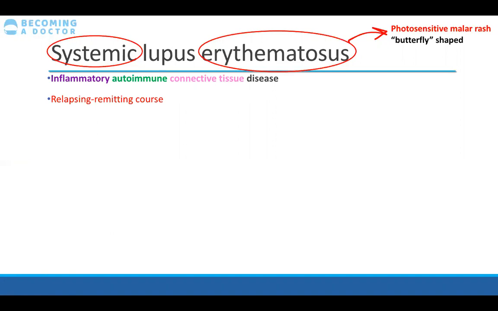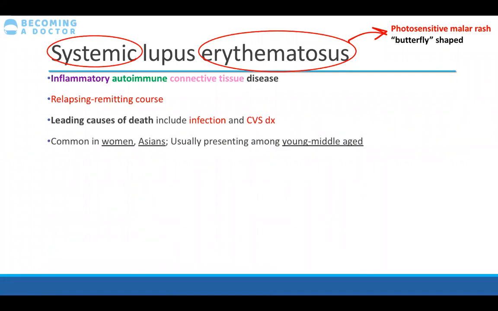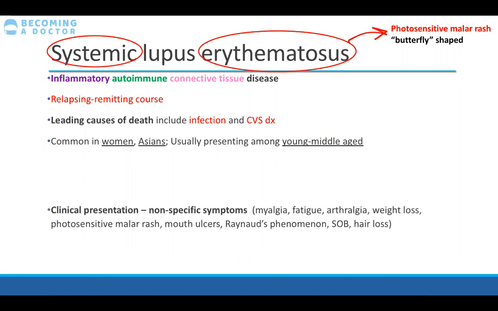But because it's an inflammatory and autoimmune connective tissue disease, you've got chronic inflammation that keeps on going. And because of that and the relapsing remitting feature of this disease, it shortens the life expectancy of a person. So the leading cause of death in SLE is usually either infection or cardiovascular disease. And it's common in women, Asians, and usually presents in young and middle-aged people.